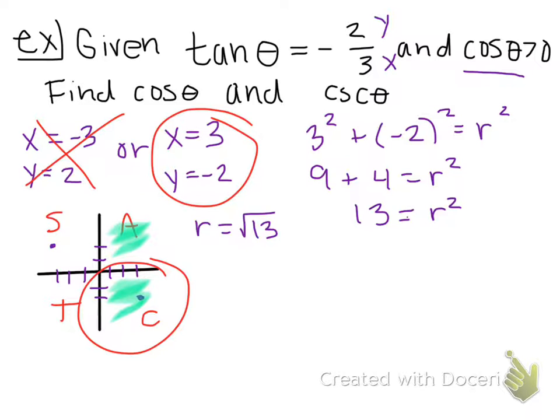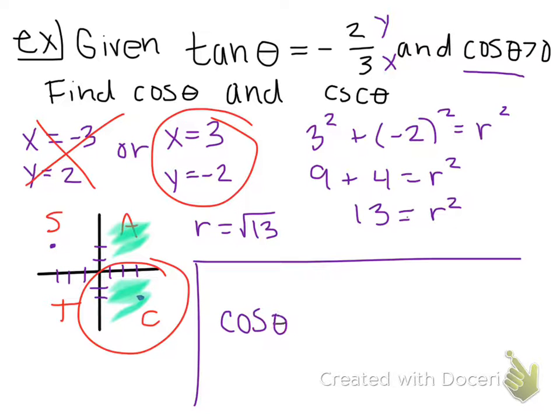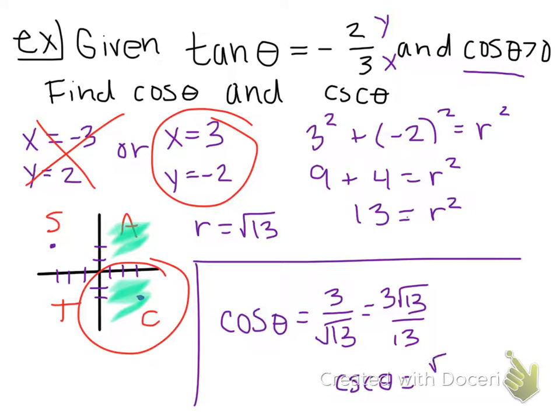I've got to set up the two trig functions. So cosine is x over r. So I have 3 over root 13. So 3 root 13 over 13. And cosecant is r over y. And there's nothing more to be done there. So it's just kind of the same concept as before, just the information that's presented to you is slightly different.